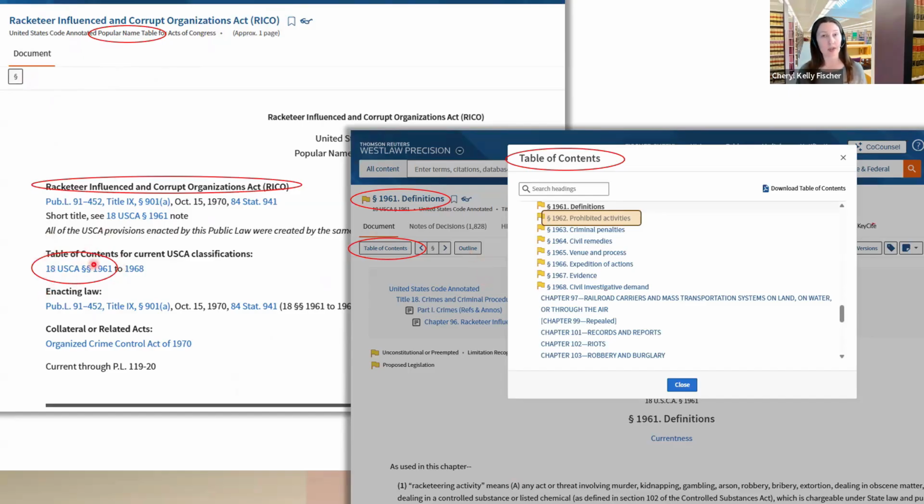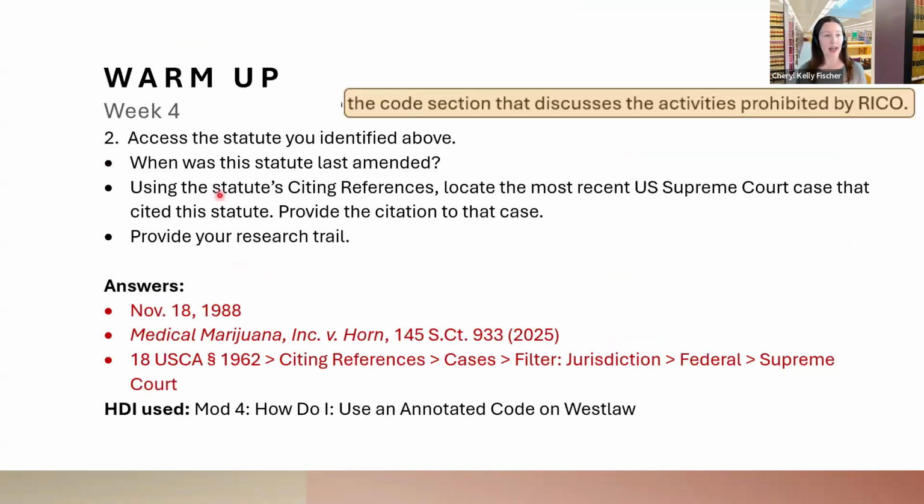And then you can click into it to make it out to Section 1961, which it looks like is the definitions section. So if you were looking for a code section that discusses the activities prohibited by RICO, it's not in the definitions section. So you would have had to open the table of contents and find a nearby section, like 1962, which covers prohibited activities. All right. So then question 2 had you access that statute, that prohibited activities statute, find out when that statute was last amended, use the citing references to locate a case, and provide your research trails. So let's look at that really quick.